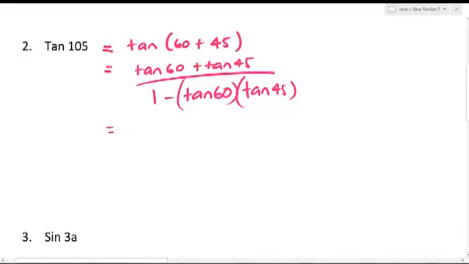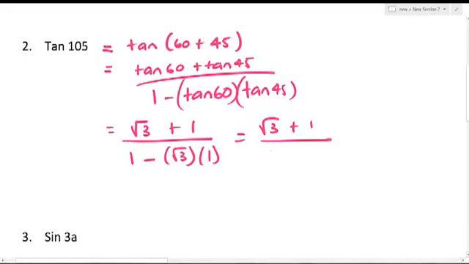So tan 60 is root 3 as an exact value, and tan 45 is 1. 1 subtract tan 60 once again is root 3, and tan 45 is 1. So I'm just simplifying all this. This is what you get as your final answer. If you want to rationalize this, then we need to multiply both the numerator and the denominator by the conjugate surd. So the conjugate surd is the same two terms as the denominator, except we've changed that minus sign into a plus.